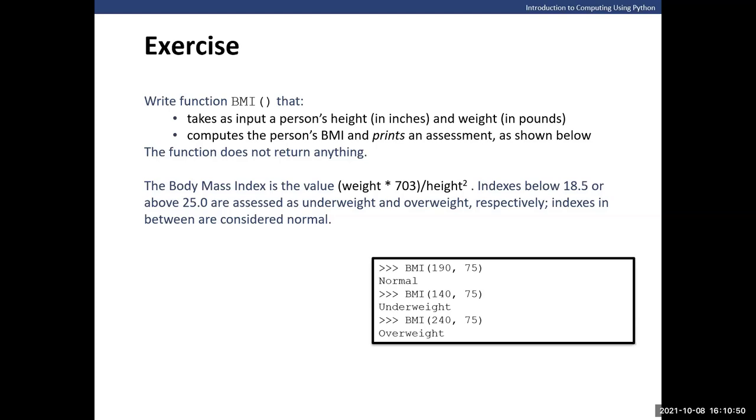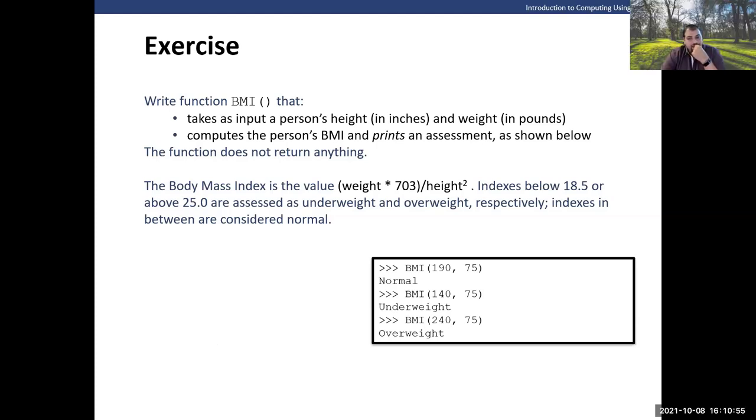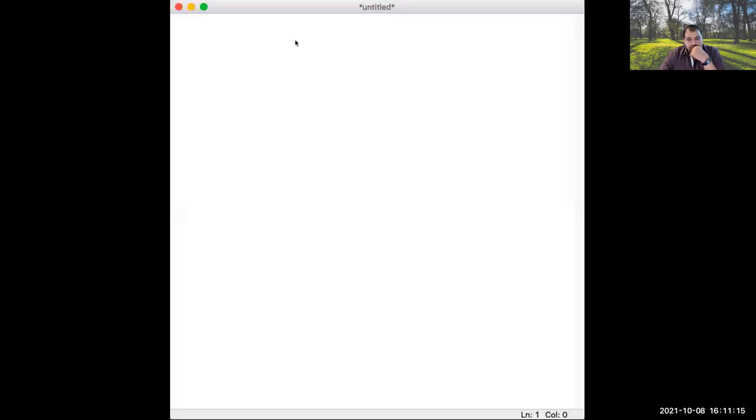Sir, can you see my screen? No, not yet. So, guys, is it clear? I've given you some calls, and this is exactly what I want the function to do. Okay, let's go ahead and see Jalal.